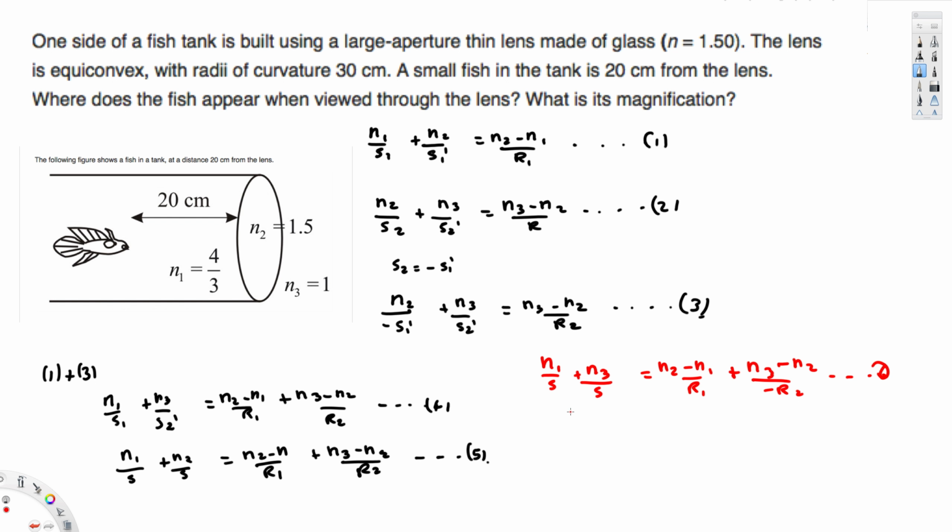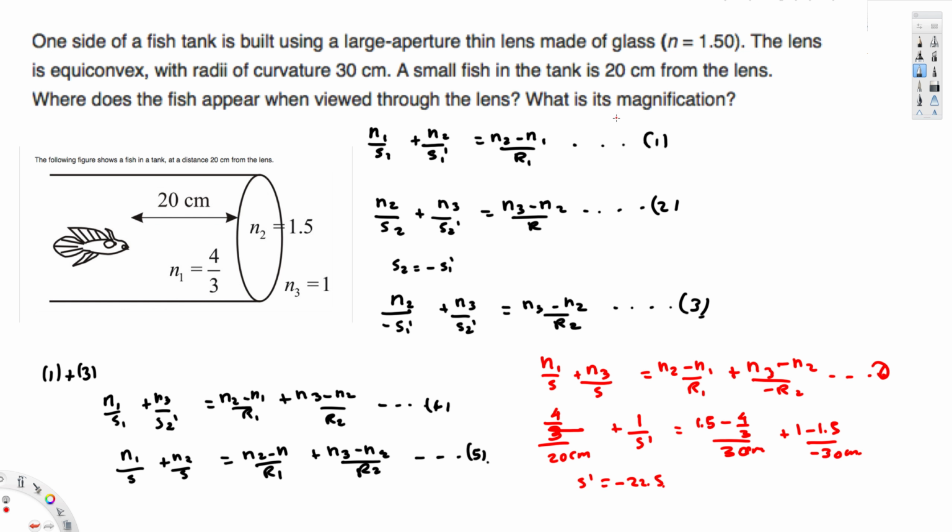Now we can go ahead and plug in the values, and we know that n1 is equal to 4 by 3. So 4 by 3 divided by 20 centimeter plus 1 over s prime is equal to 1.5 minus 4 over 3 divided by 30 centimeter plus 1 minus 1.5 over negative 30 centimeter. Here our purpose is to find out the distance of the fish, that's s prime, the apparent distance. If you solve for this one, that's going to give us negative 22.5.